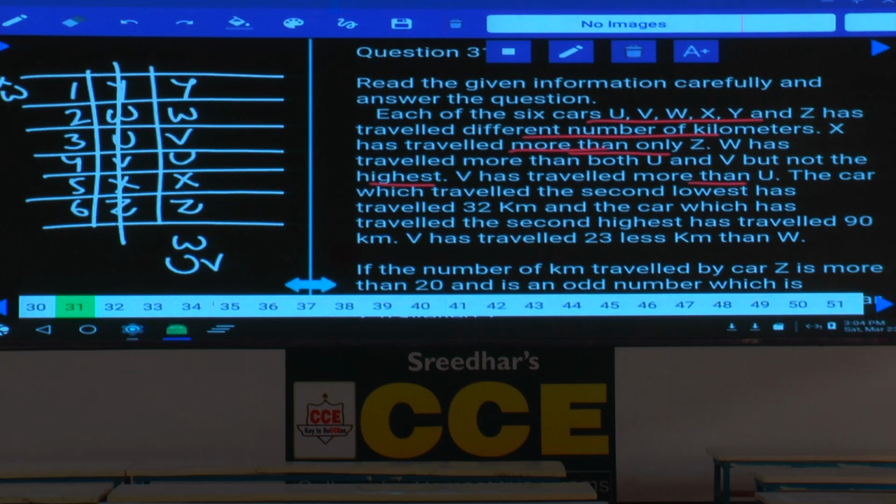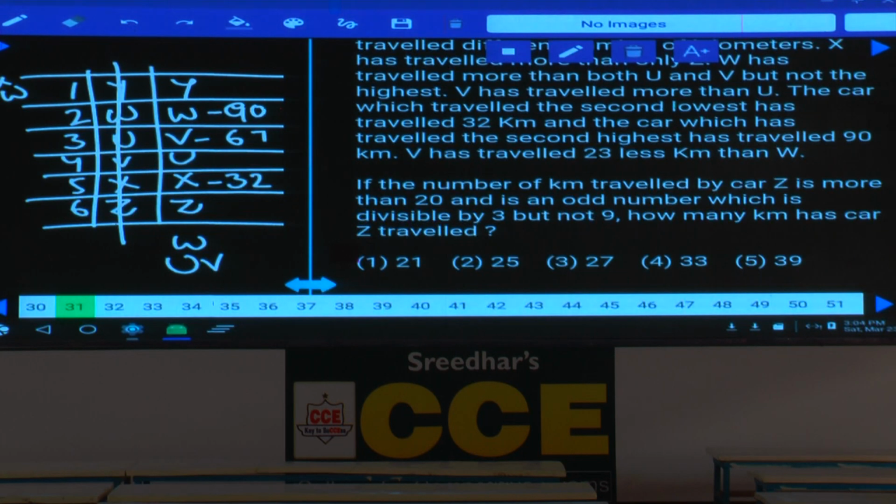Now in the second case, the car which traveled the second lowest has traveled only 32 kilometers. Now this X has traveled 32. And the car which has traveled the second highest has traveled only 90 kilometers. Now this is 90. And V has traveled 23 lesser than W. W is 90. 23 lesser than W is how much? It must be 67, isn't it? Hence, this is the information given.